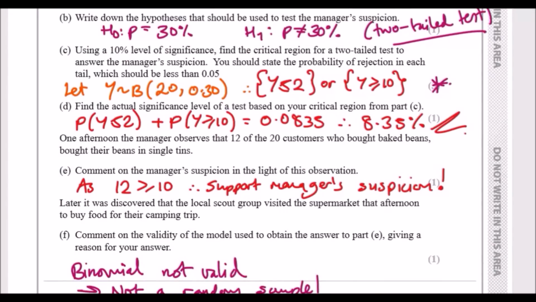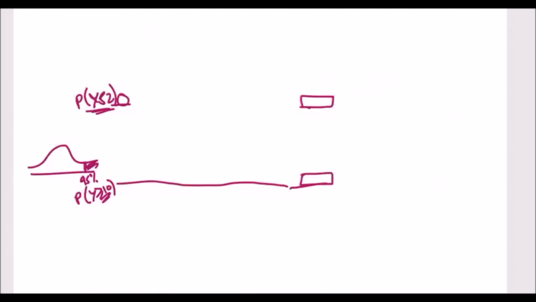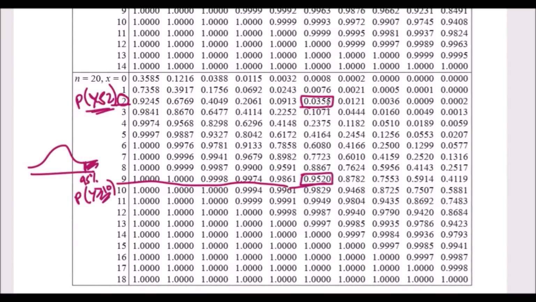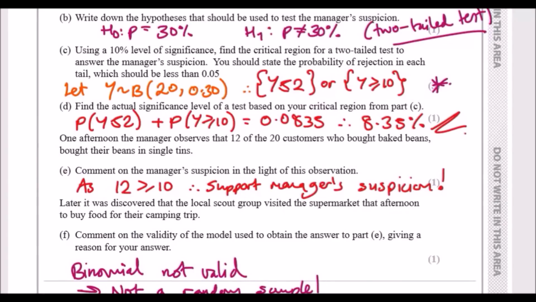Okay, D. Find the actual significance level of a test based on your critical region. So this is dead easy. This is just basically the probability values of what you just found. So that's what it means by actual significance level. If we realize we had the probability y less than or equal to, it was like 3 point something, wasn't it? It was this value here, 0.0355. So that's the value for this one.